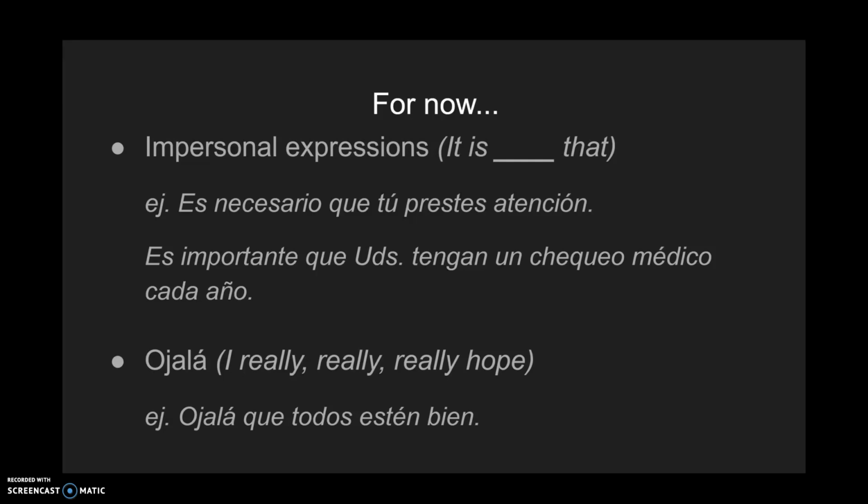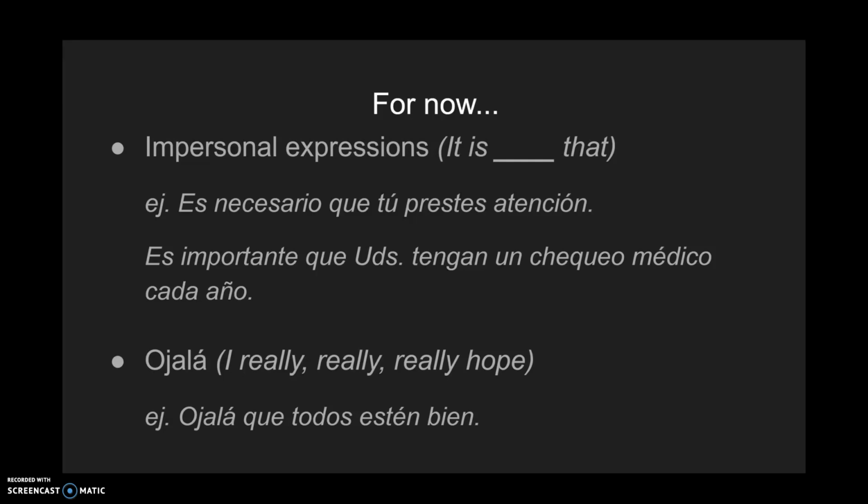So the second clause is going to have something a little different. For the examples here, we have: es necesario que tú prestes atención. It is necessary that you pay attention. You'll notice the subject of the first clause is "it." You have that word que in the middle, and the subject of the second clause is tú. Therefore, you have two different subjects, and the subjunctive is required.